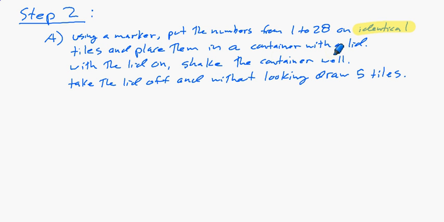And then place them in a container with a lid. With the lid on, this is just a safety precaution. Shake the container well. There's our randomizing. Take the lid off, and again, a key thing, without looking, draw 5 tiles. If we looked, then all of a sudden our human psyches get involved, our psychology, and we can't be sure that it's random. And so that's a fairly simple way of generating a sequence of 5 random numbers.